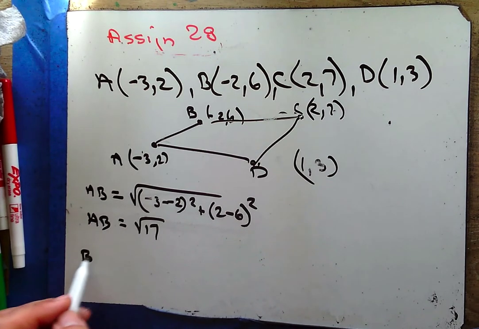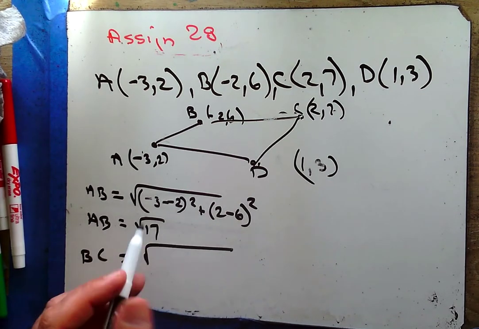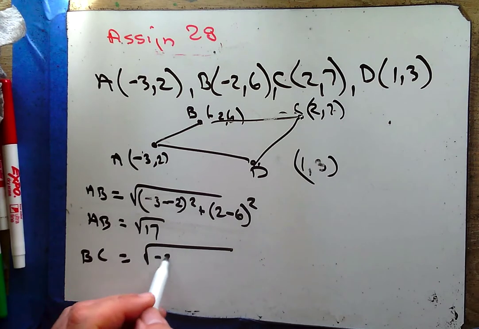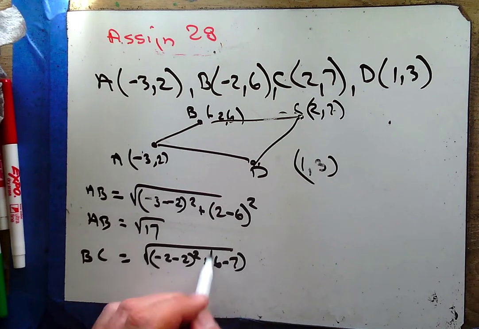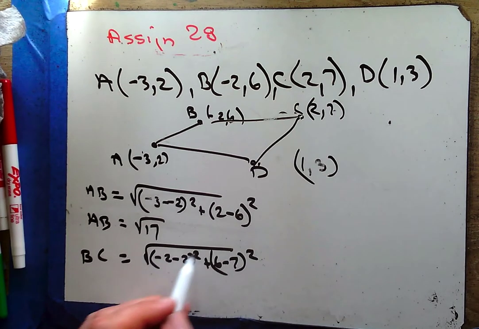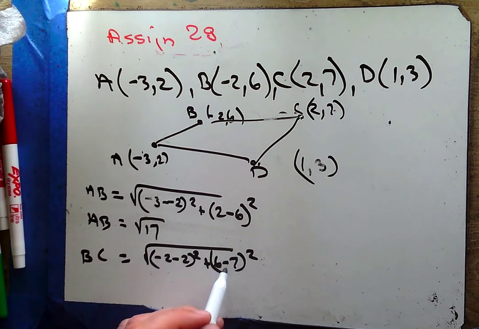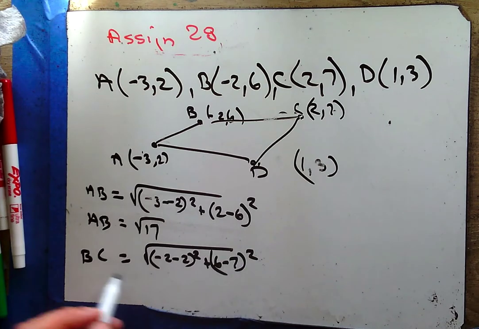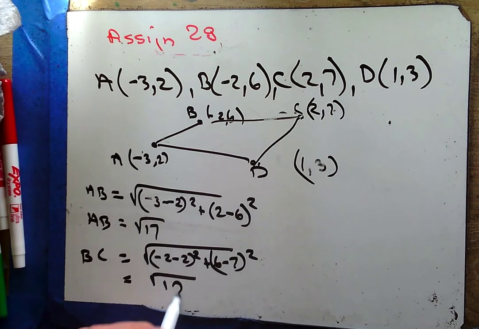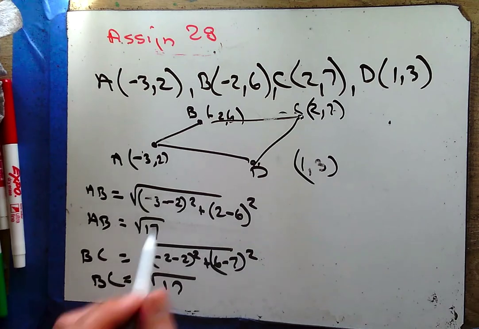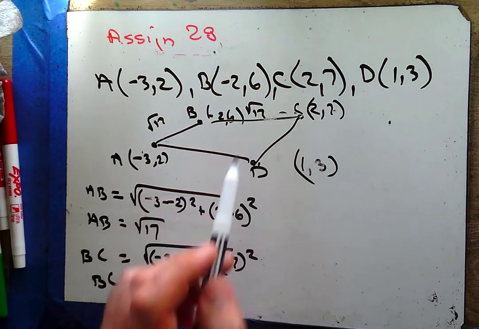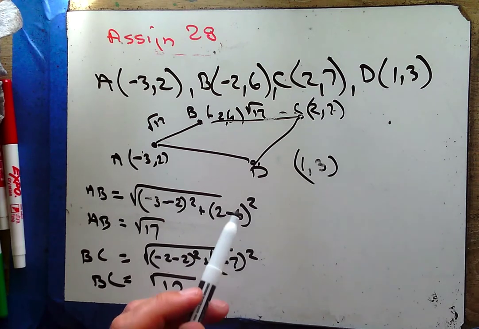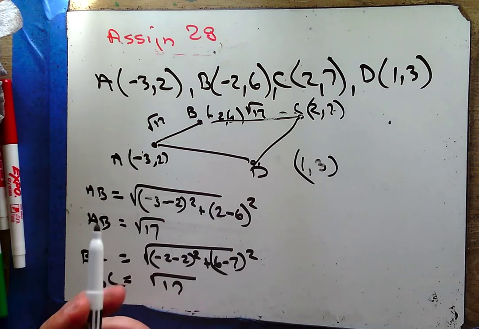And then BC is going to be -2 minus 2 squared plus 6 minus 7 squared. It's -4 squared, which is 16, plus -1 squared, which is 1. Ooh, look at that. That's the square root of 17. So this one is root 17, and this one is root 17. Huh. I wonder if all the sides are going to be congruent.